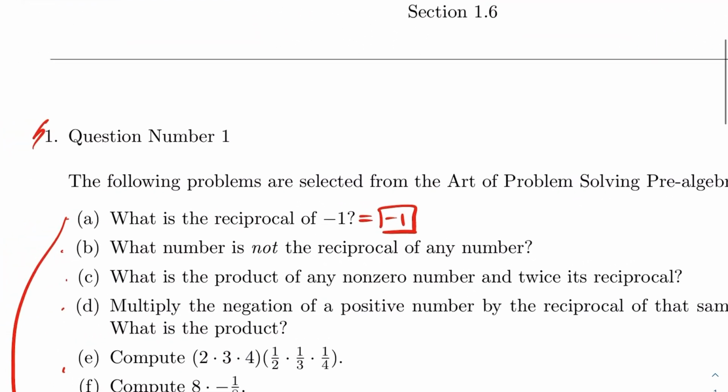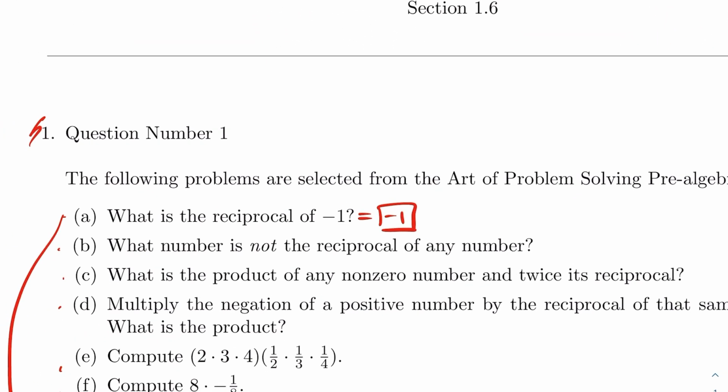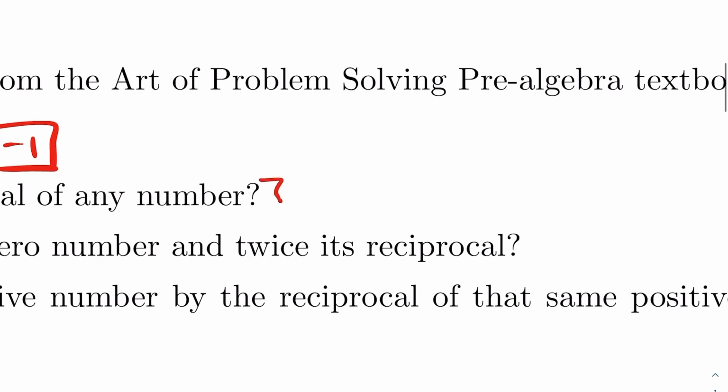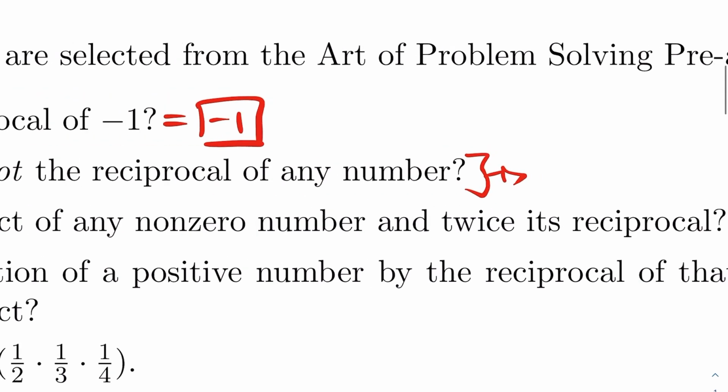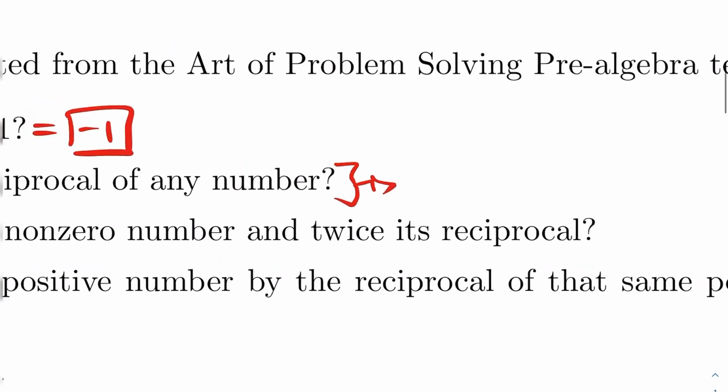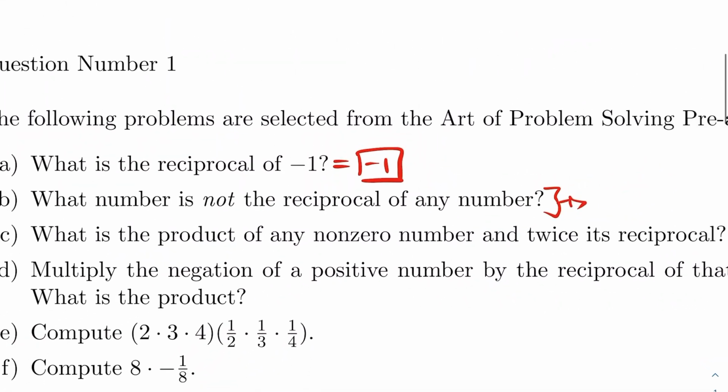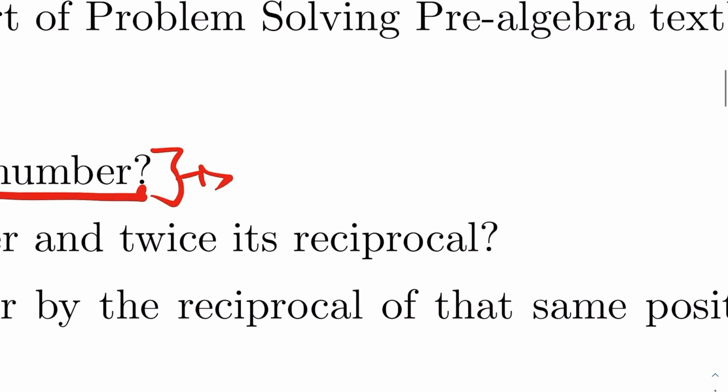It's very fascinating. So for B, what number is not the reciprocal of any number? We also discussed this in the lecture. There's only one number that fills this criteria, and that is 0, because 0 is not the reciprocal of any number. If we have 7, 7 has a reciprocal, so there is a number that is a reciprocal of 7.